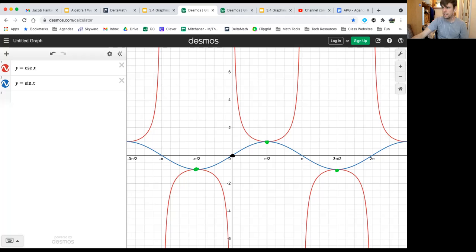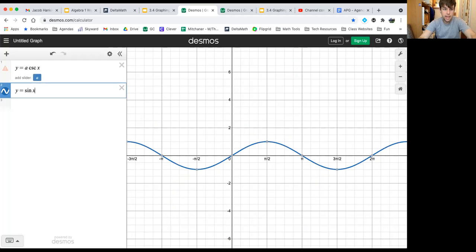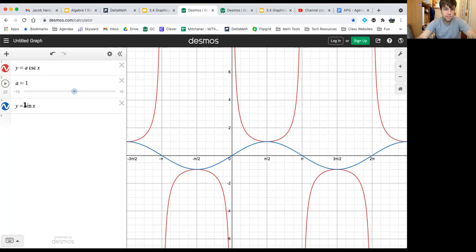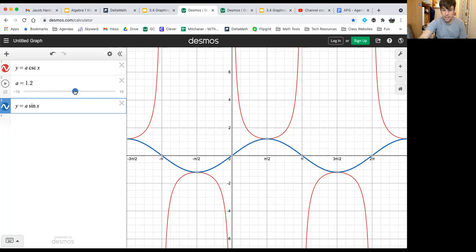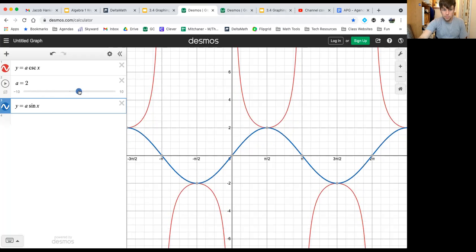And let's just quickly examine a couple things here. Let's say we want to change the amplitude, right? So we have an A value here. I'm just going to make a slider for it, and I'll put it in both places. So right now our A value is 1. So our amplitude is 1, and we recognize that from the sine graph. But let's say we want to make that amplitude go up. Let's make it go up to 2.